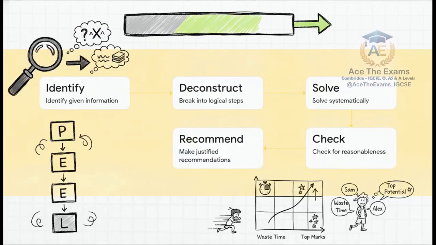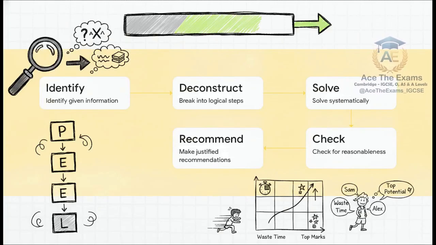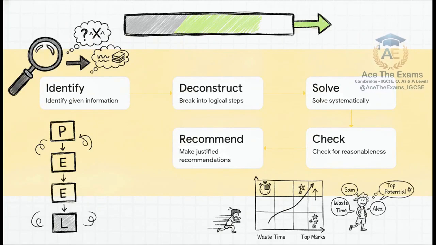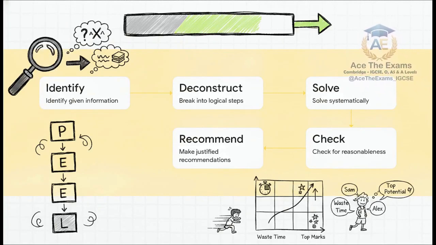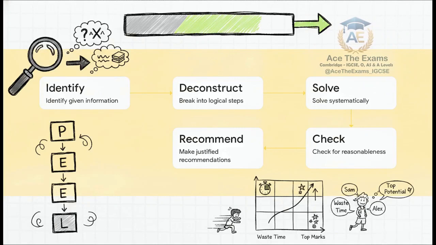This slide brings everything we've talked about together. This is the ultimate deconstruct, solve, evaluate loop for problem solving. Consider this your cheat sheet recap, the definitive system that will secure those crucial method marks. Identify given information, break the problem into logical steps, solve systematically showing all your work, check for reasonableness using our OBC mnemonic, and make justified recommendations based on time and space complexity.